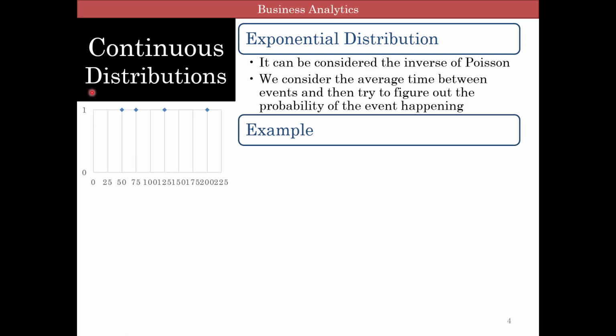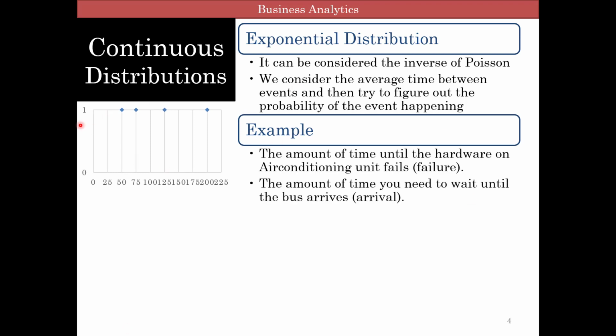Let's take an example. Remember this example where it takes about 50 minutes or 50 hours or 50 days before the first failure occurs, then 75 days before the second failure occurs. But now if we were looking at the time to failure, it was 50 days for the first failure, then 25 days for the second failure, then 50 days for the third failure, and then 75 days for the fourth failure. You can find the average time per failure, and that's what we have here.